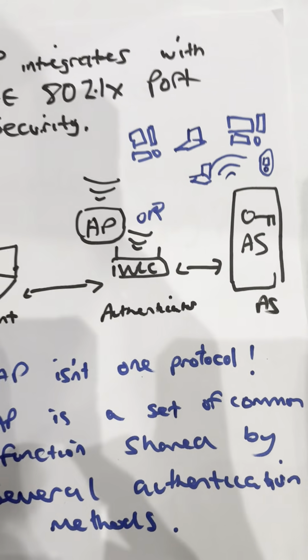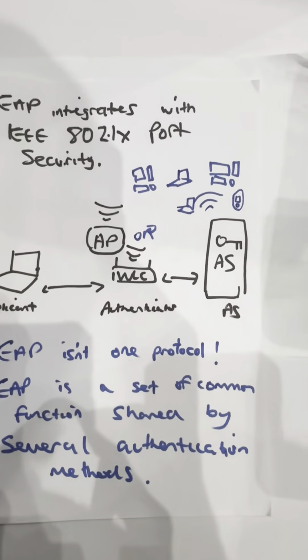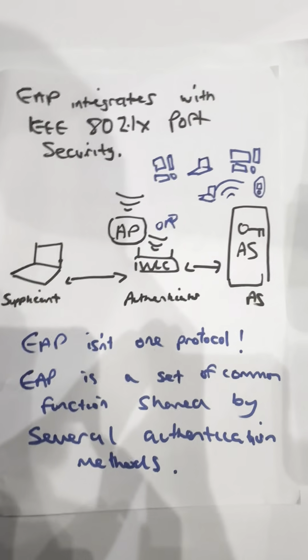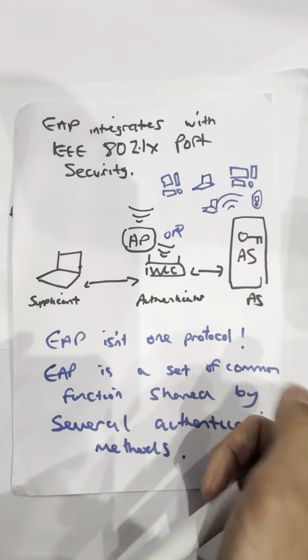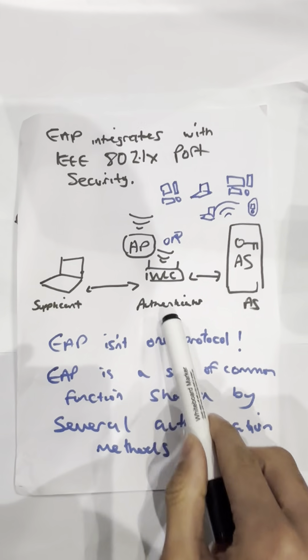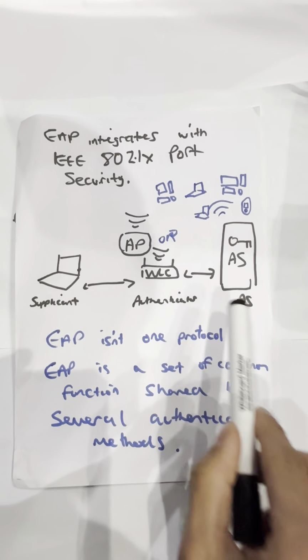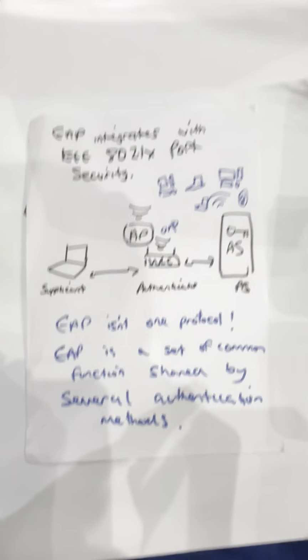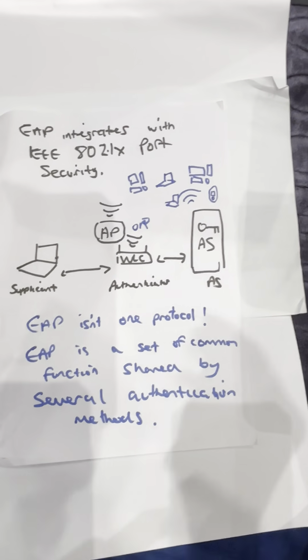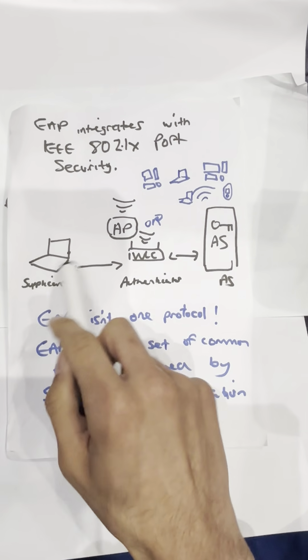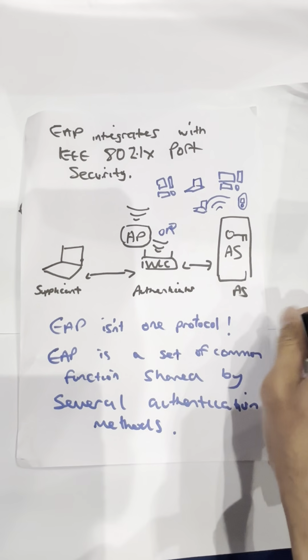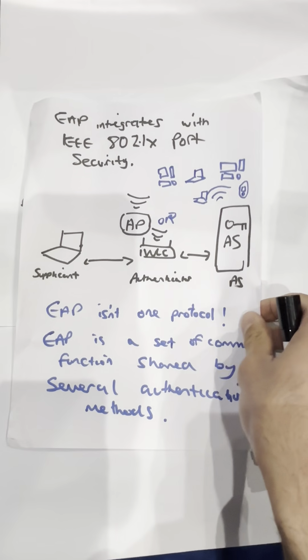But with EAP, you have integration with 802.1X port security, and that's really important because we're using a three-party authentication system: the supplicant, the end device; the authenticator, the AP or the WLC; and an authentication server. The authentication server has to authenticate the supplicant before the supplicant can reach these other wireless clients. Now, let's look at the first method.